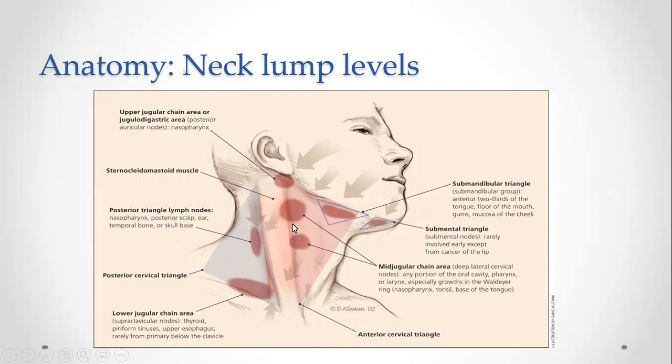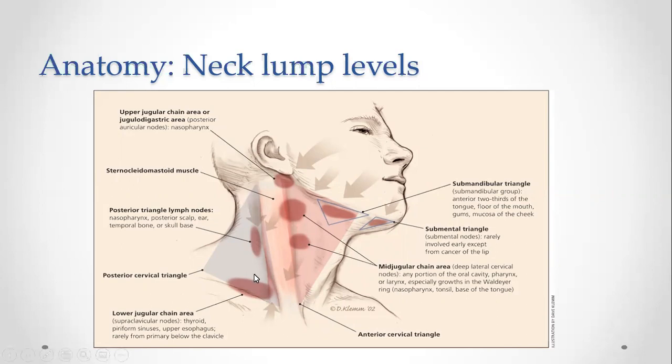This is the level 3 area. Previously, we called it the jugulo-omohyoid group. It comes from the oropharynx, hypopharynx, and the tongue base as well.